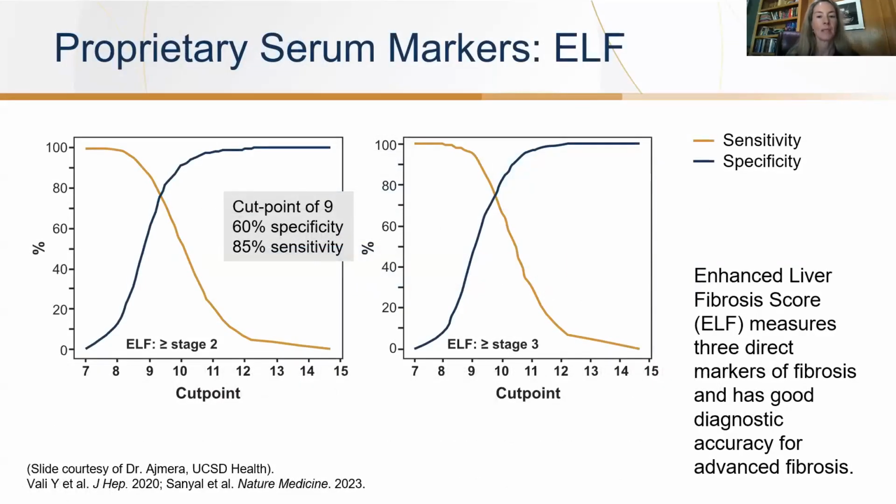There we go. Okay. So the ELF score, the Enhanced Liver Fibrosis score. This is a proprietary blood test that looks at three markers of cellular matrix turnover, which is a marker for fibrosis development. It is a very good test in terms of sensitivity and specificity. And this graph is just showing that your specificity for advanced fibrosis increases at these higher ELF scores.